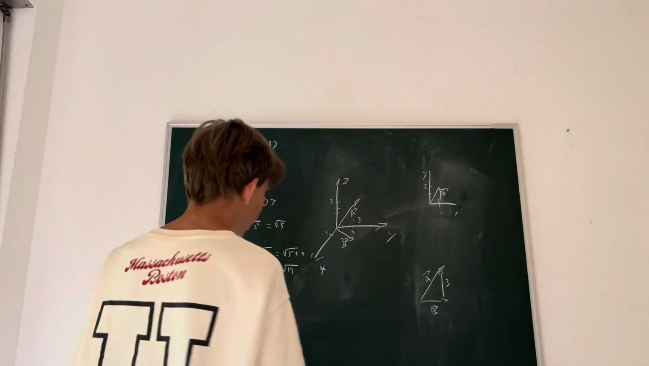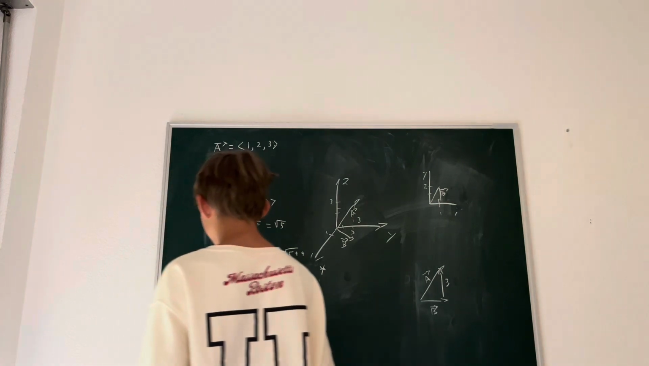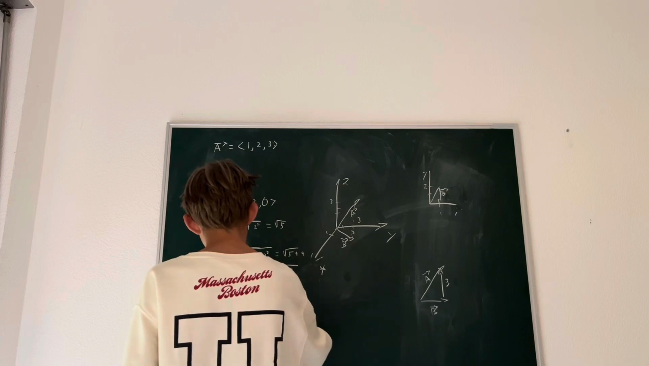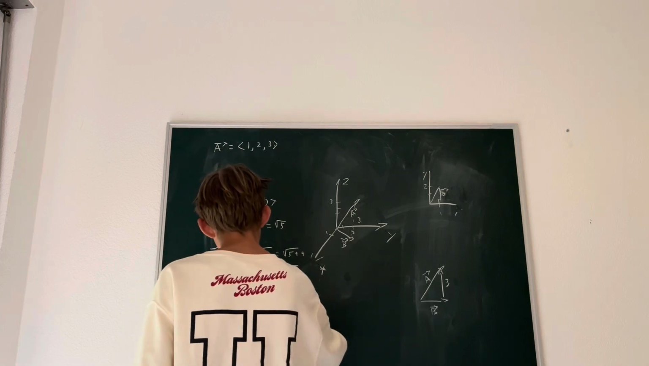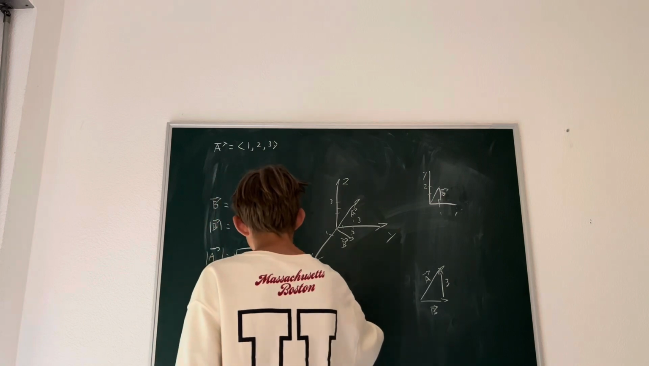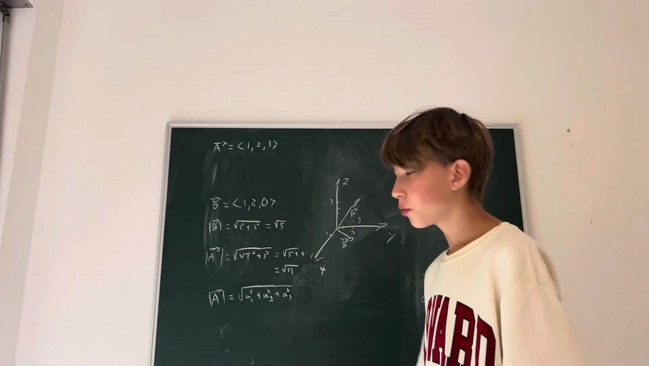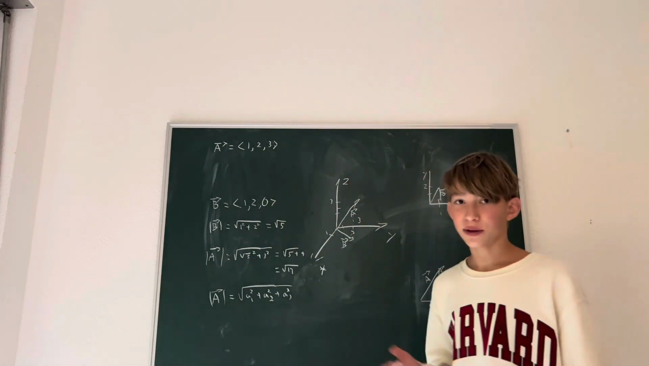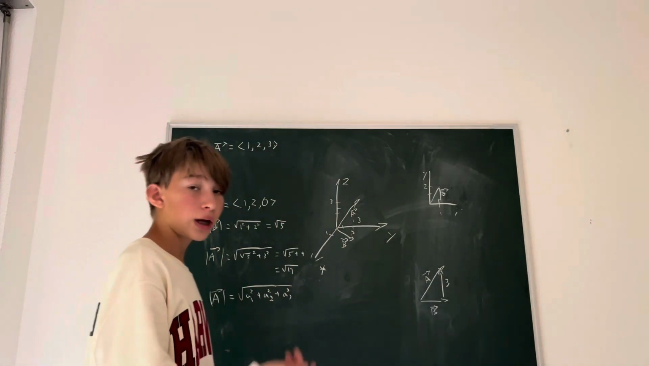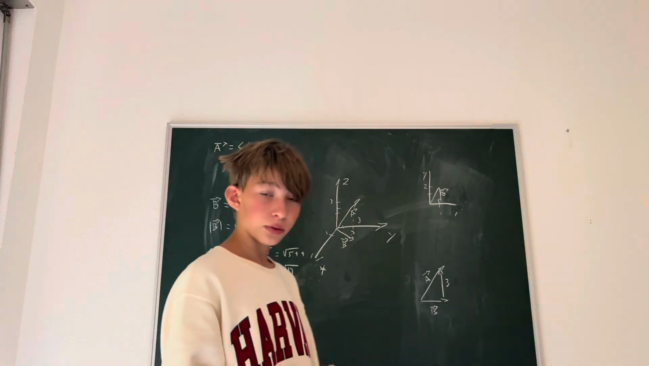So in general, if we want to find the magnitude of a vector, we can take the square root of the sum of its squared components. This works for every dimension. It works for 1 dimension, 2 dimensions, 3 dimensions, infinite dimensions, and you just have to keep summing up the components.